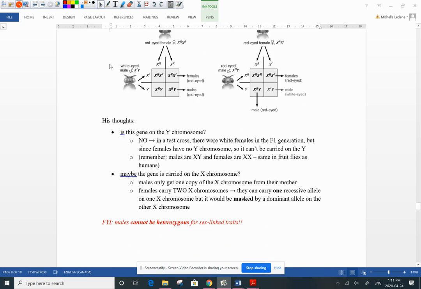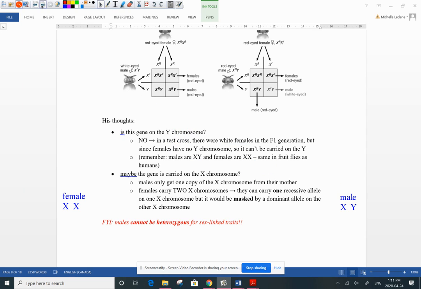So he thought, well, maybe it's on the Y. I mean, if guys are getting it, that would make sense. But that's not true, because when he did a test cross, he actually got females with white eyes. So how can that be? Remember, males are XY, females are XX. They have no Y. So how can they be getting this recessive trait if it's on the Y chromosome? Well, they can't be. So it's not on the Y. So then he thought, well, maybe it's on the X chromosome.